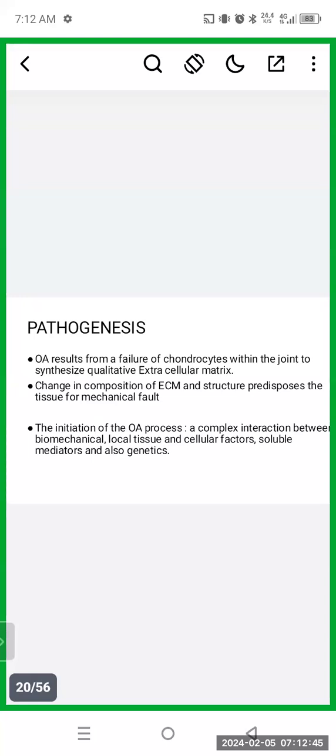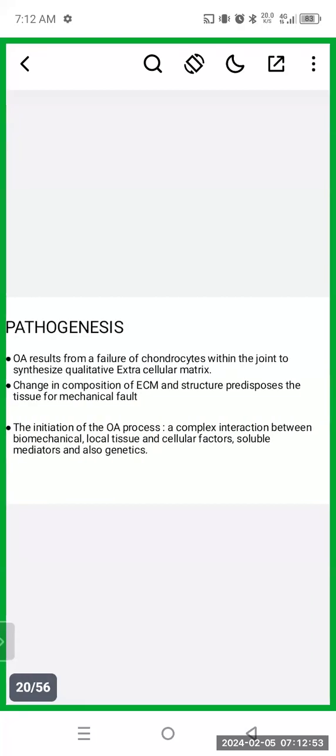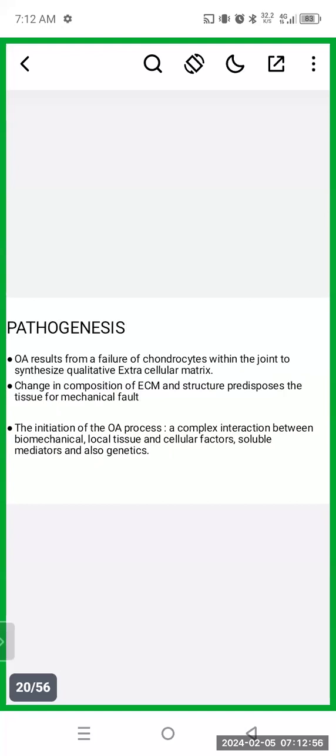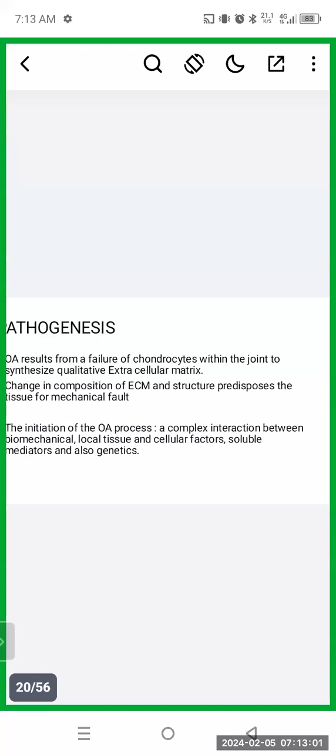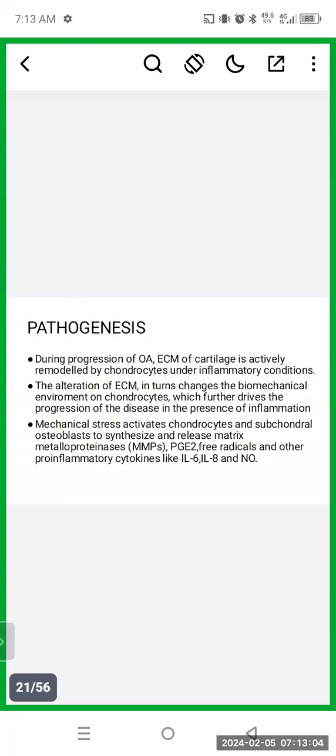So there is initiation and the continuation process in the pathogenesis of the osteoarthritis. In the initiation process, there is complex interaction between biomechanical, local tissue, and cellular factors. Soluble mediators, also genetics play a role there. During the progression phase of the OA, the extracellular matrix of the cartilage is actively remodeled by chondrocytes under inflammatory conditions. The alteration of the ECM in turn changes the biomechanical environment on chondrocytes, which further drives the progression of the disease in the presence of inflammation.